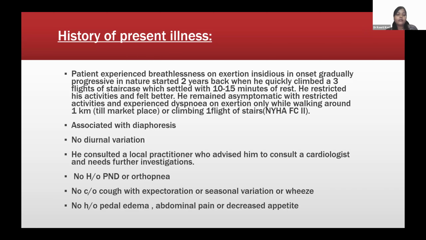He restricted his activities and felt better. He remained asymptomatic with restricted activities and experienced dyspnea on exertion only when he walked 1 kilometer to the marketplace, or climbed 1 flight of stairs, suggestive of NYHA functional class 2. The breathlessness was associated with diaphoresis. There is no diurnal variation. He consulted a local practitioner who advised him to consult a cardiologist for further investigation. There's no history of PND or orthopnea, no cough with expectoration, seasonal variation or wheeze, and no history of pedal edema, abdominal pain, or decreased appetite.